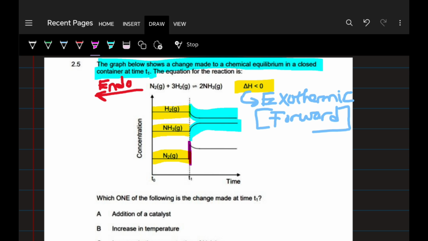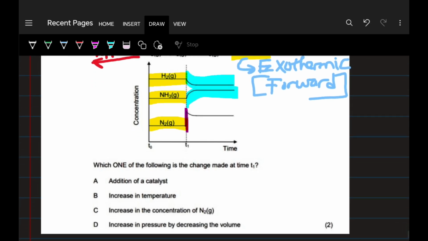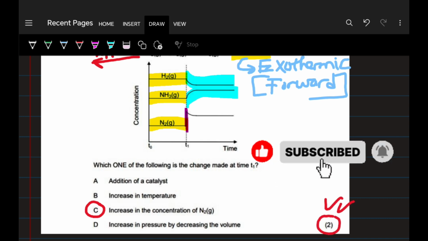But is it a decrease in concentration or an increase in concentration? This will be an increase in concentration because it spiked up. There's a spike going up, all right? So we're going to say this is an increase in concentration. So our answer there would become C, for only 2 marks. That's how we answer that question.